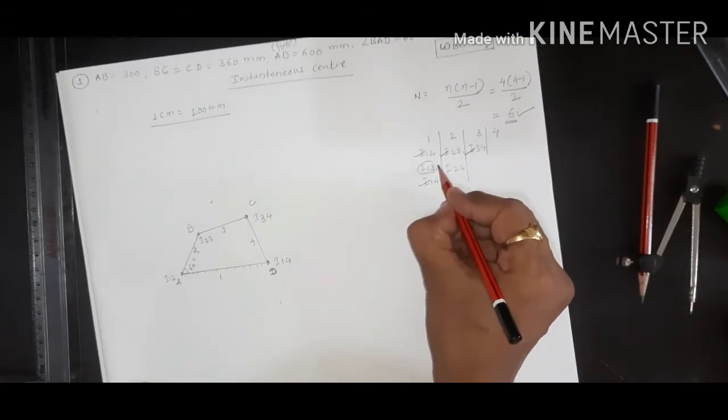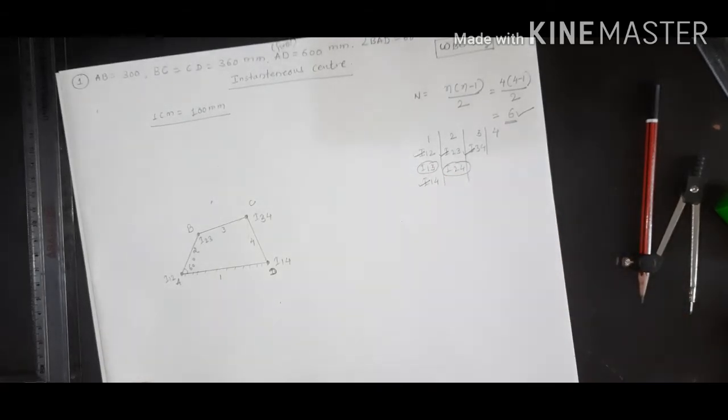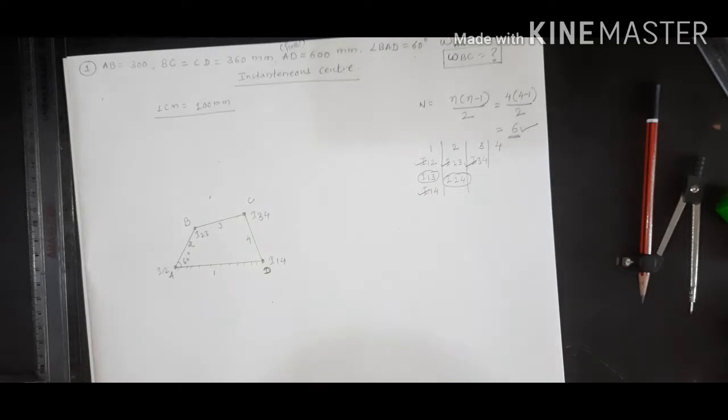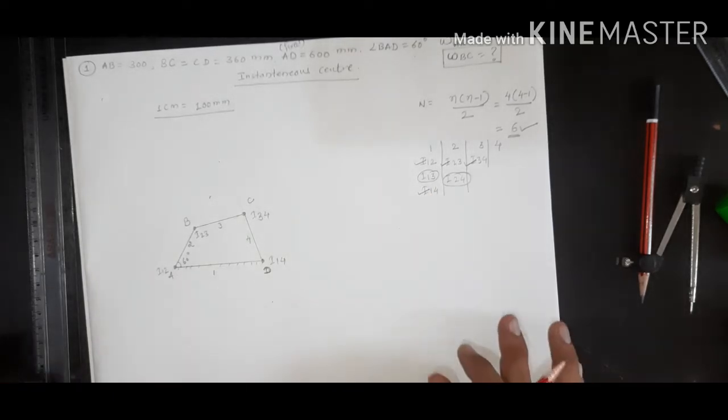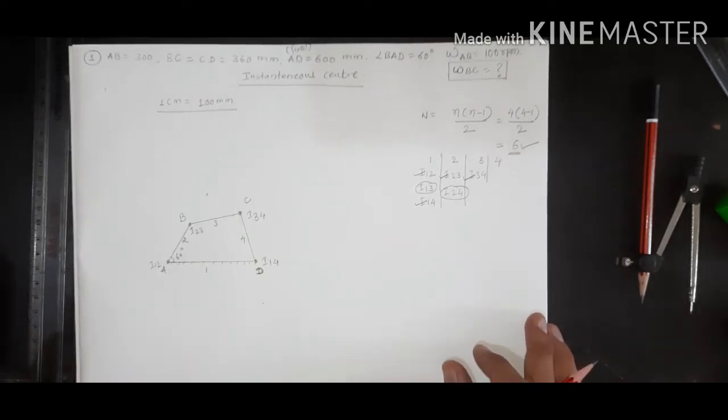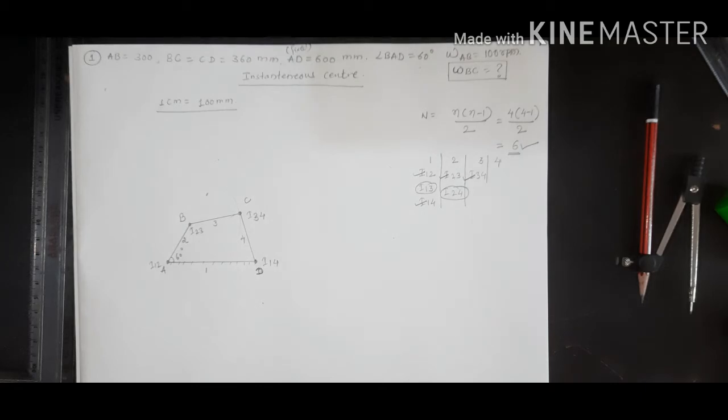Now these two remain to be located. These are secondary eye centers, meaning neither fixed nor permanent type of eye centers. Now to locate these eye centers we can use Kennedy's theorem. As we have discussed, if 3 links are moving relative to each other, then their eye centers are going to lie on a straight line. I'm going a little fast because we have already discussed this topic.